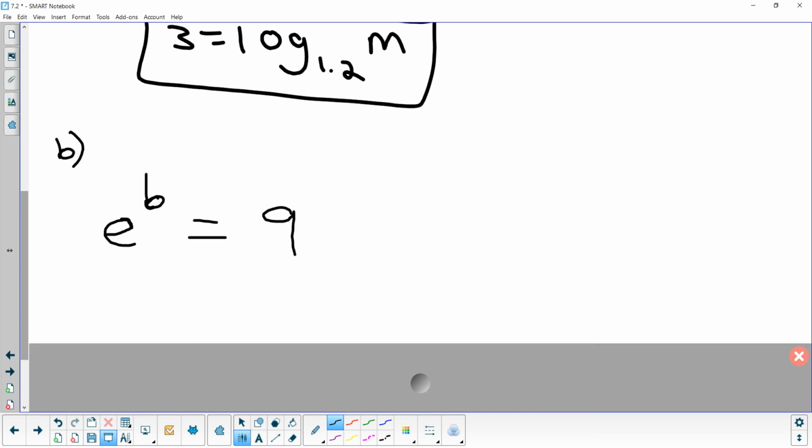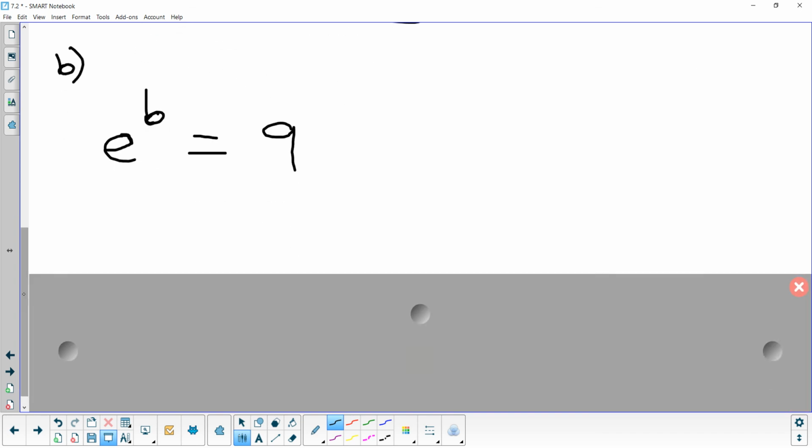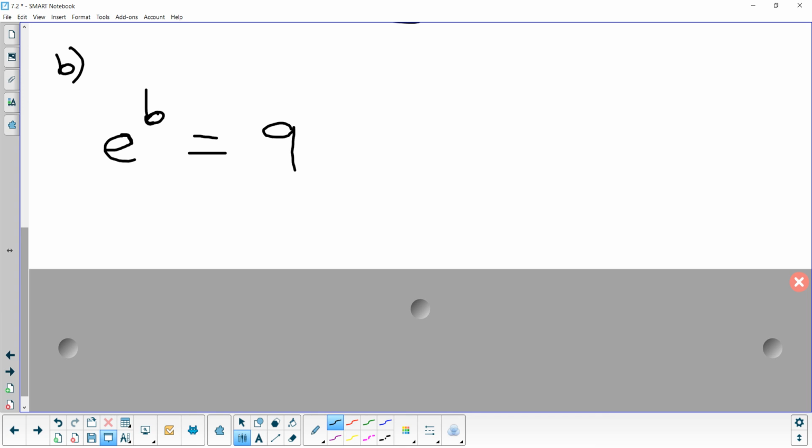Okay, I think I have more of those, maybe two. Let's look at this one. E to the b equals 9. Here's Autumn. If I want to write something in log form, what's the very first thing I should do? Write down log. Write down the word log. Log is the name of a function, just like SIN or COS or TAN. It's the name of the button you're going to press on the calculator.